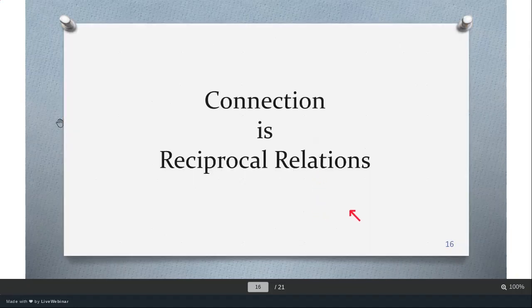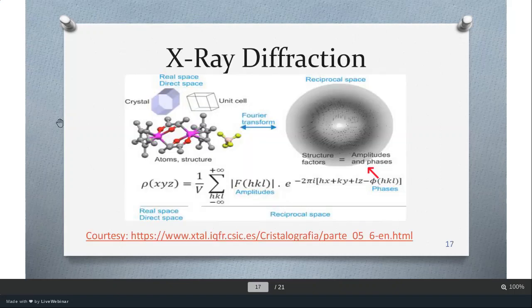So connection is actually a reciprocal relation, right? We can see that everywhere there is a reciprocal relation, in the lens and also in the uncertainty principle. Also, when we calculate delta nu, it's 1 by infinity, that gives a 0. So these reciprocal relations are actually the connections between these two.